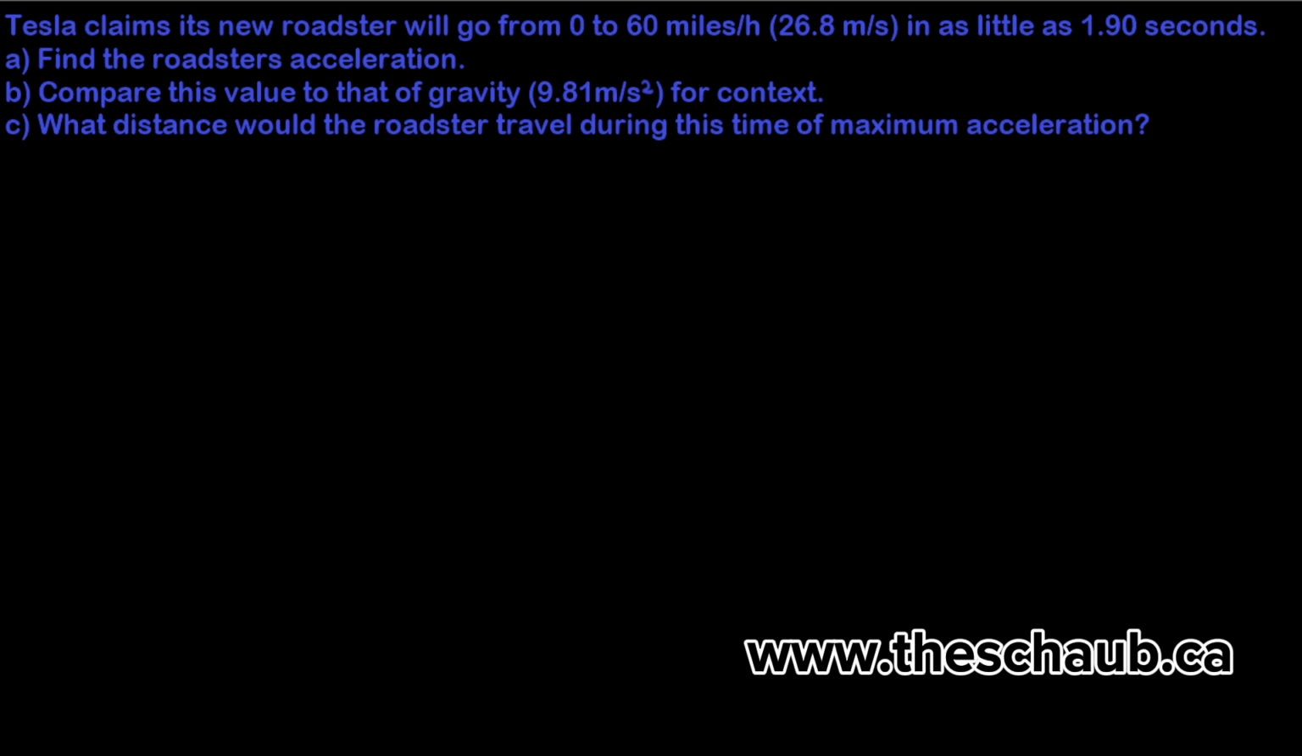In part A, we're going to find the Roadster's acceleration. In part B, we're going to compare this value to that of gravity to give it some more context. And then in part C, we're going to find what distance the Roadster would travel during this time of maximum acceleration. We'll start by finding the acceleration.